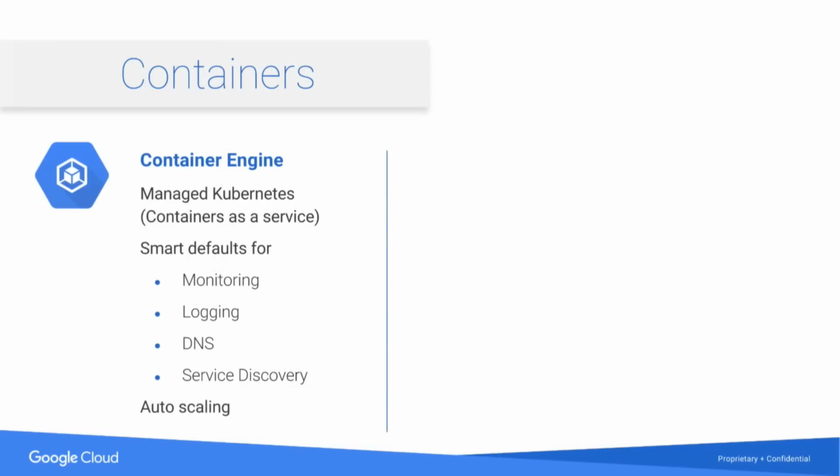So Google Container Engine, I mentioned, is managed Kubernetes, so containers as a service. We include some defaults around monitoring and logging, DNS and service discovery, and this can auto-scale based on parameters that you set up. So if you need to scale a particular layer or a particular service within that container instance, it will scale accordingly.